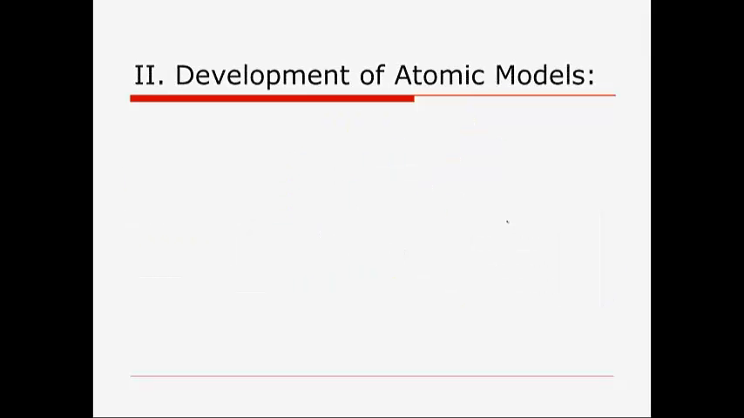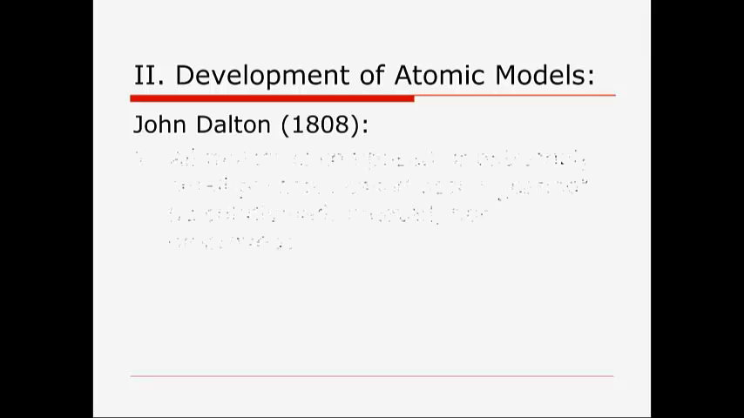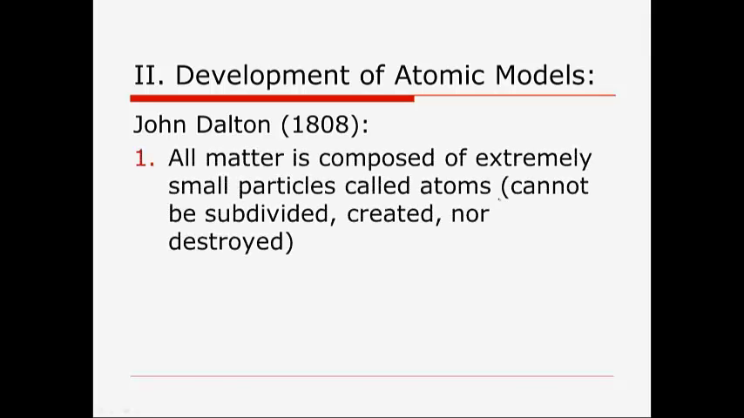Next thing, development of atomic models. Prior to the 1790s, people had been thinking about atoms and things like that, but the first person to actually come up with a comprehensive atomic model, in other words, what they thought an atom looked like, was John Dalton in 1808. And he came up with 4 basic ideas. His first one: all matter is composed of extremely small particles called atoms, and he said they can't be subdivided, created, nor destroyed.